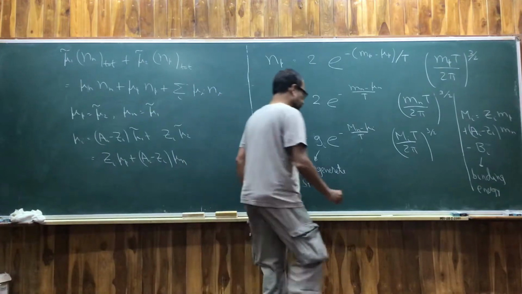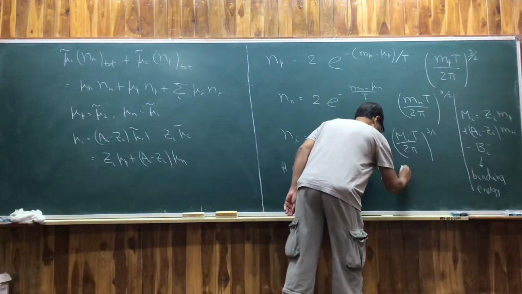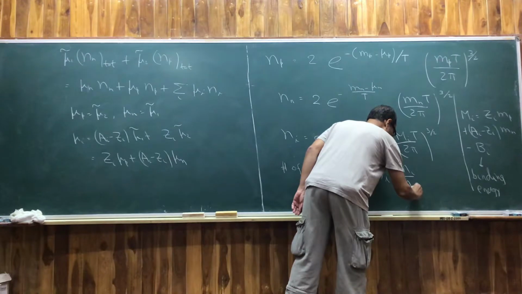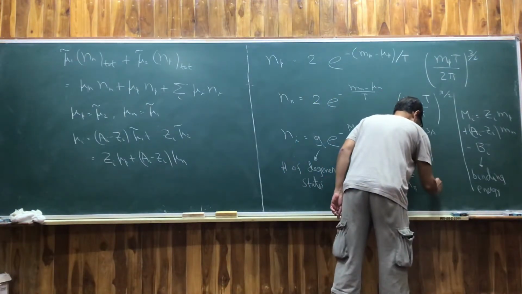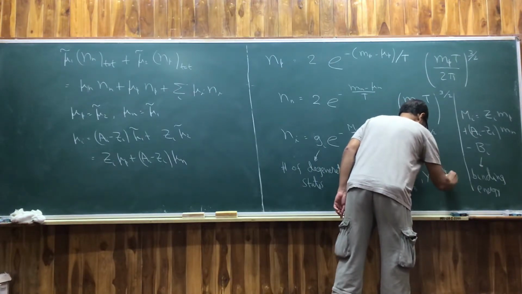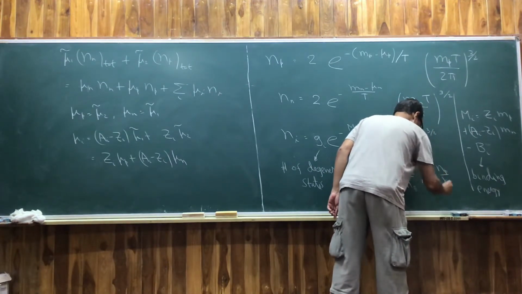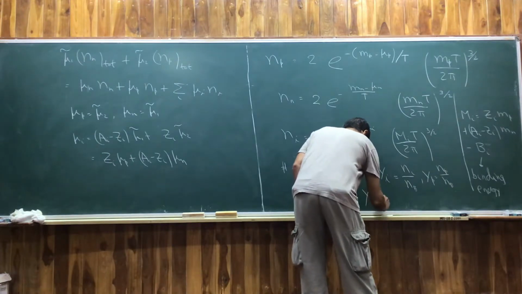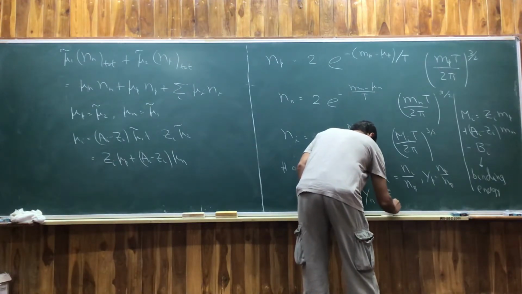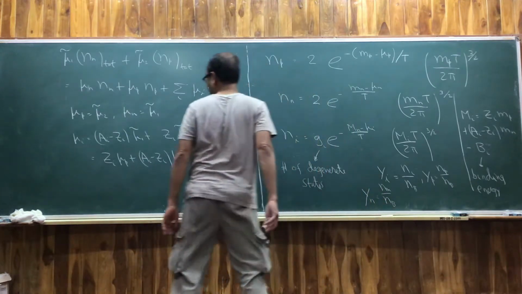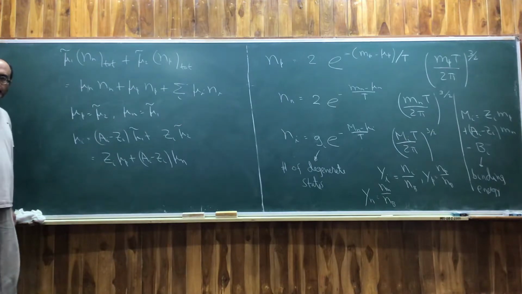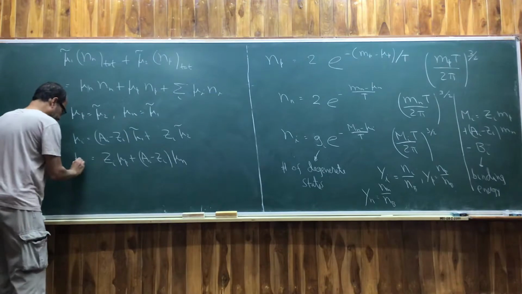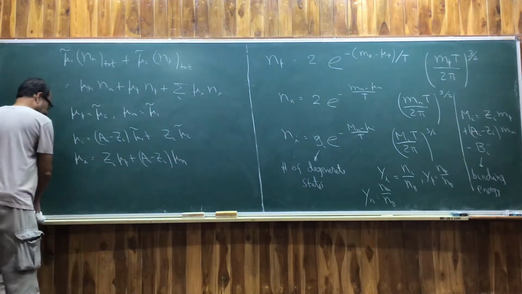So Y_i is N_i over N_p. So you can calculate, and similarly Y_n and Y_p. Y_p is N_p over N_p. Y_n is N_n over N_p. Let me write this here and I'll erase this.